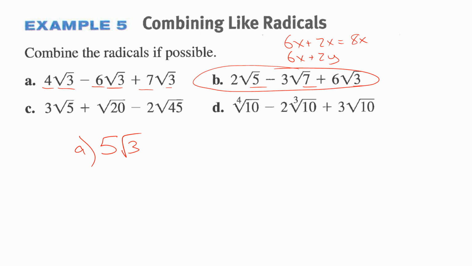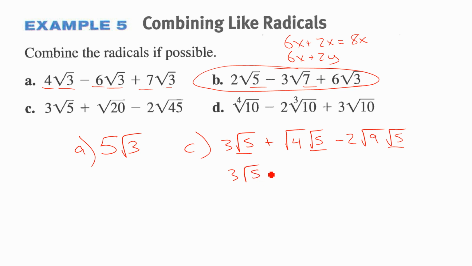All right, C, you need to do some simplifying. 3 rad 5 plus the square root of 20, I can break down into the square root of 4 times the square root of 5, minus 2, 45 is the square root of 9 times 5. Look at these like terms that we have here. So this is 3 rad 5 plus square root of 4 is 2 rad 5 minus, this turns into a 3. These are multiplying. 2 times 3 is 6 rad 5. So 3 plus 2 is 5, minus 6 is negative 1 rad 5, or you could just write negative rad 5.